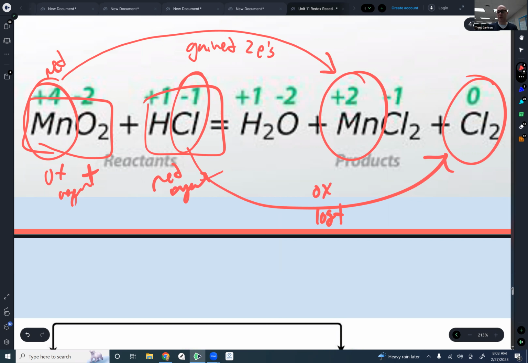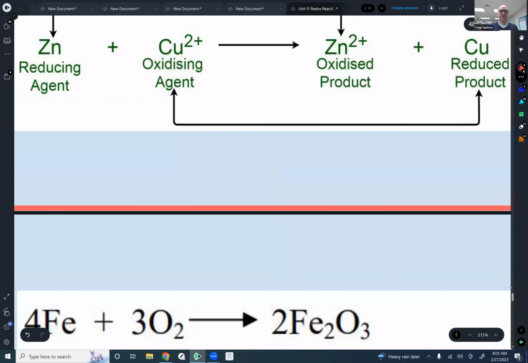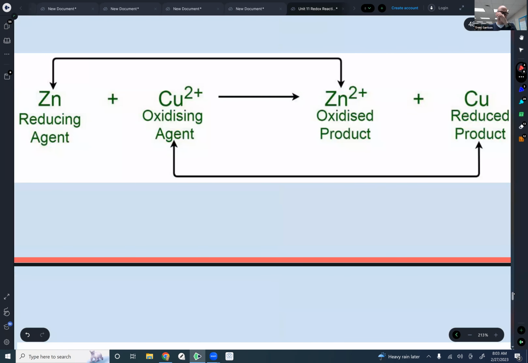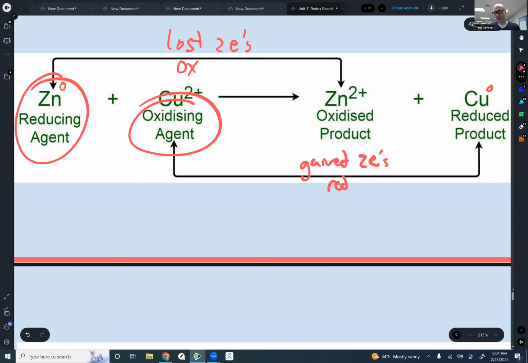I believe it looks like I got one more example here. So the zinc goes from a 0 charge, because it's an element by itself, to a +2 over here. That means it lost 2 electrons. That means it went through oxidation. That means that this material is my reducing agent. The copper went from a +2 to a 0. That means it gained 2 electrons. That means it goes through reduction because it's gaining electrons, meaning that this is my oxidizing agent.